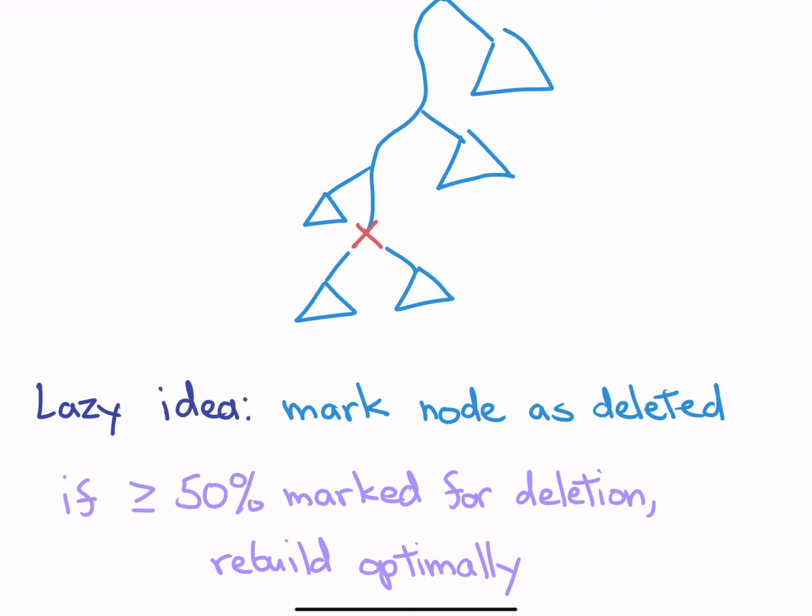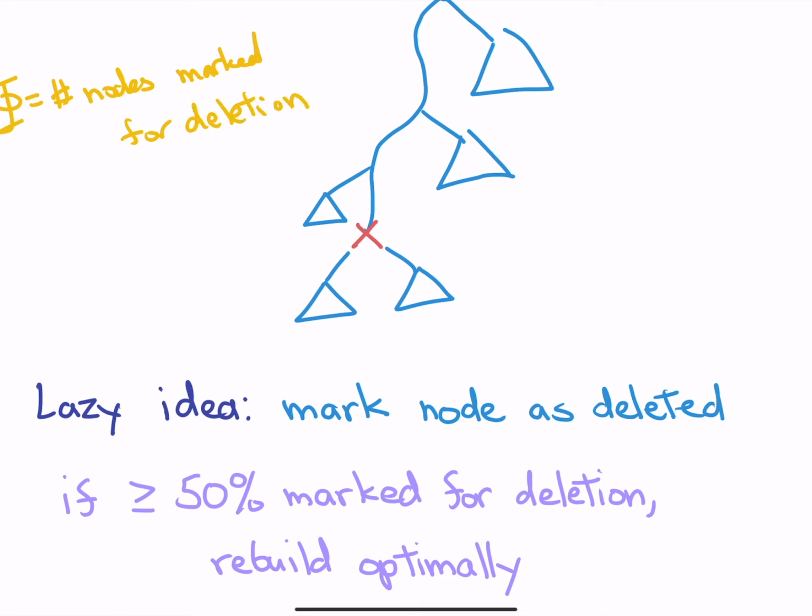All right. How can I justify that this takes log n amortized time? Oh yeah, that's nice and easy. All right, so let's define potential to be the number of nodes marked for deletion.